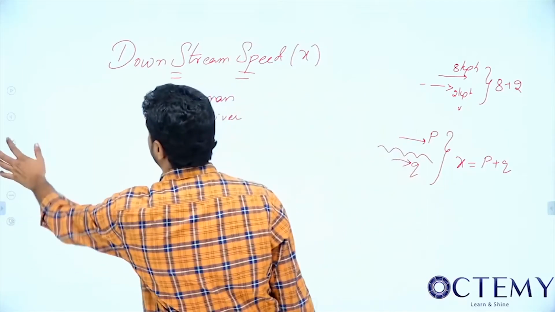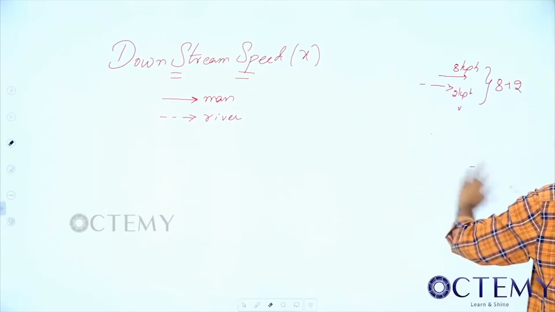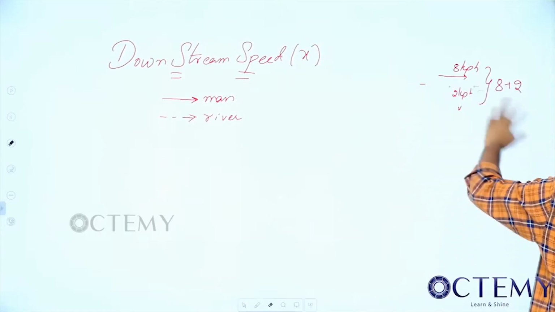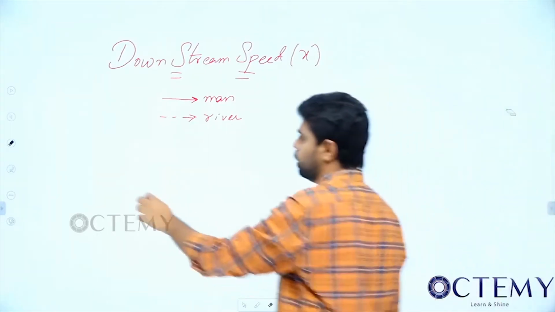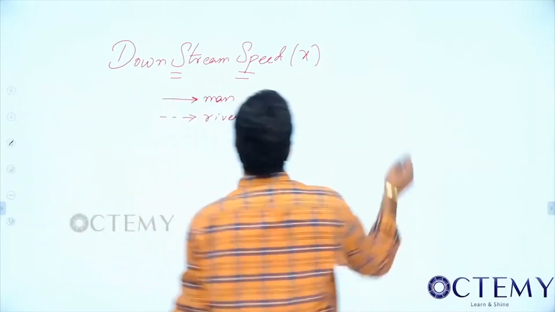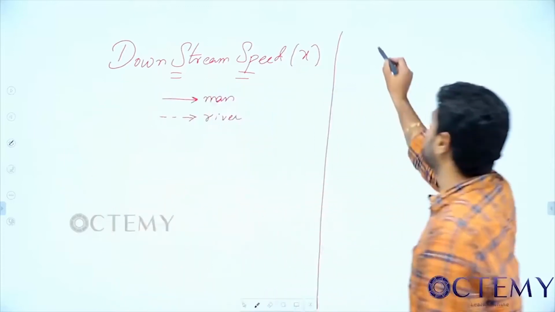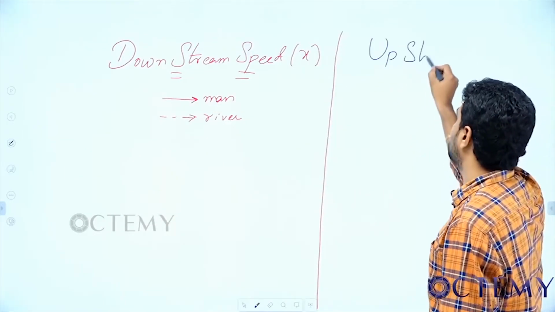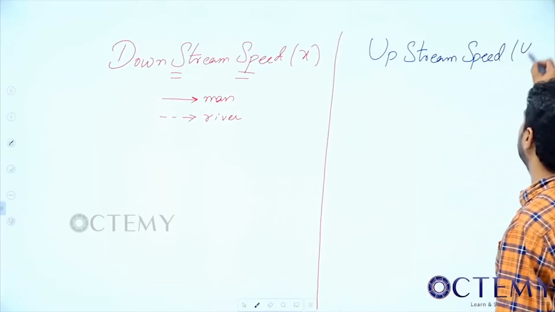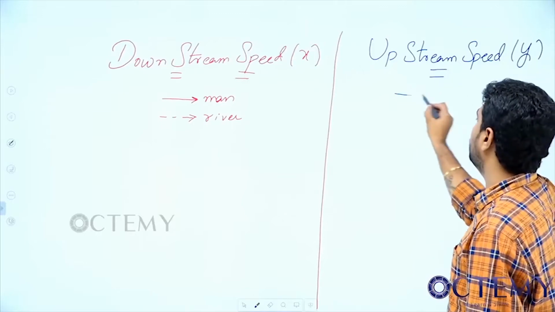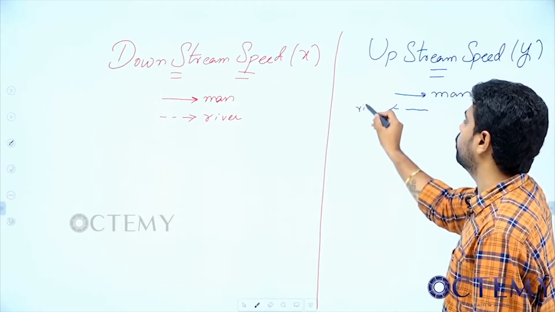Now water is going opposite to man, so we will call it upstream. Upstream is when the speed of man and river are opposite to each other. Upstream speed is nothing but Y. Man will go like this and river will flow like this.